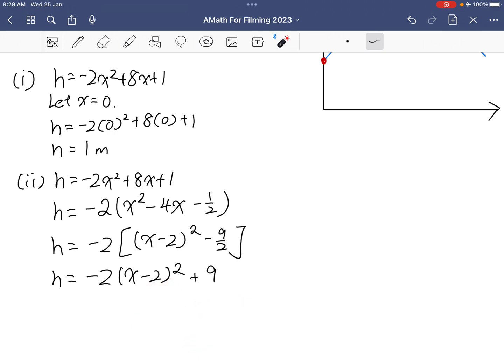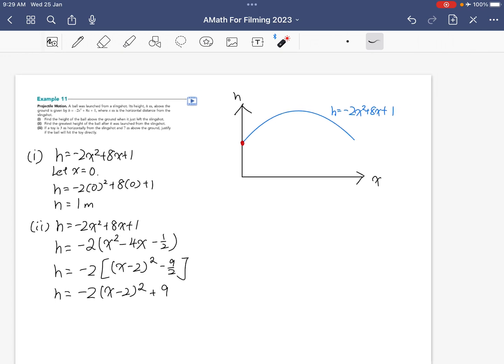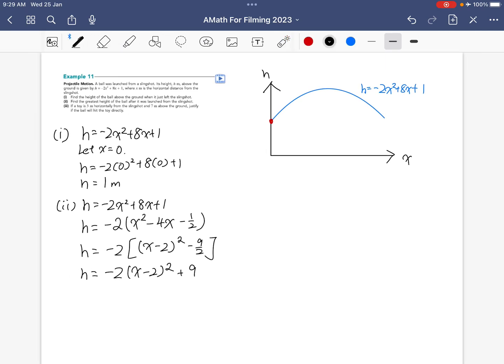But in this case, they did not ask you what the x value is. If you want to label it on the graph itself, I know that this maximum point is when x is 2 and my y value is 9. So I can quickly answer the question that my maximum value is equal to 9 meters.